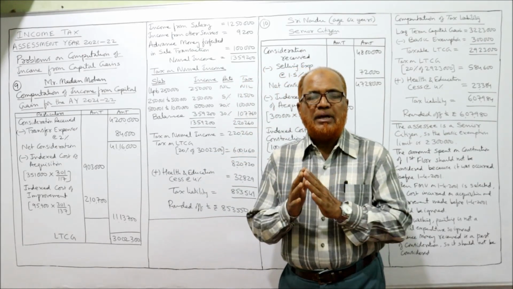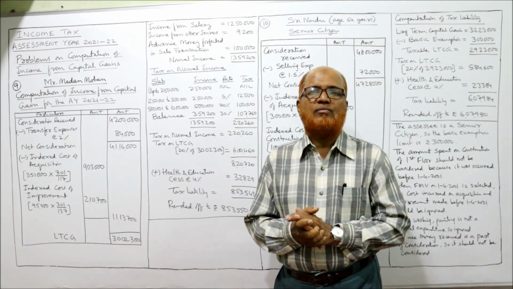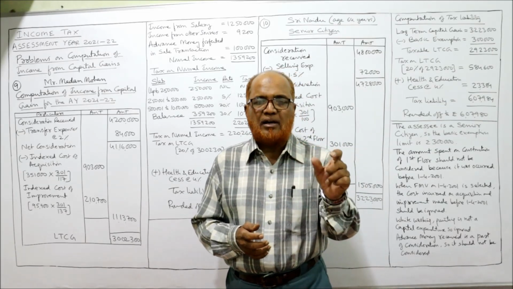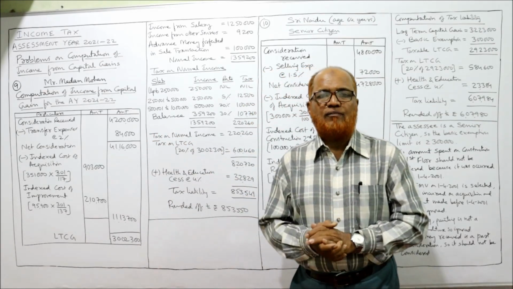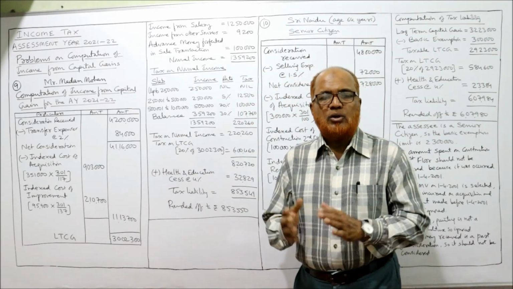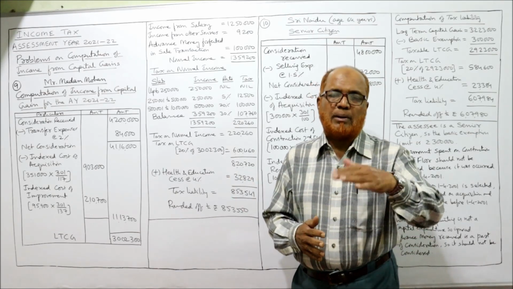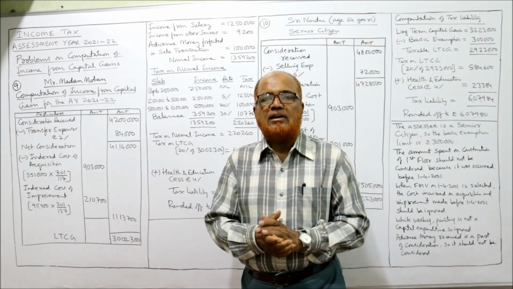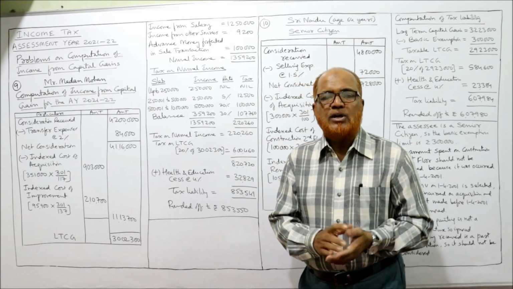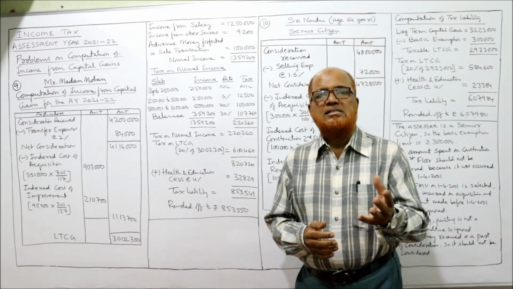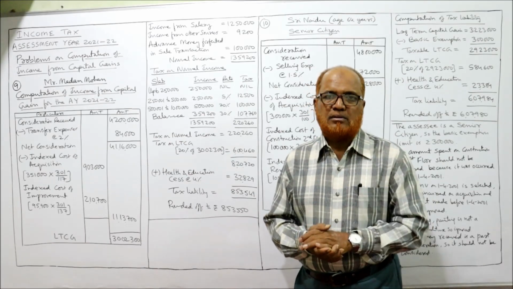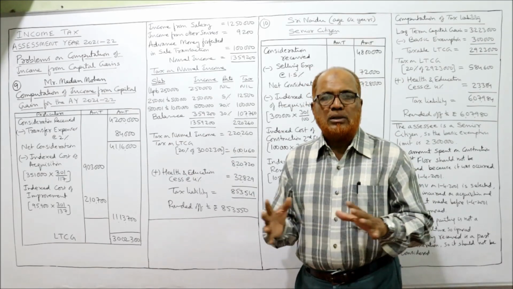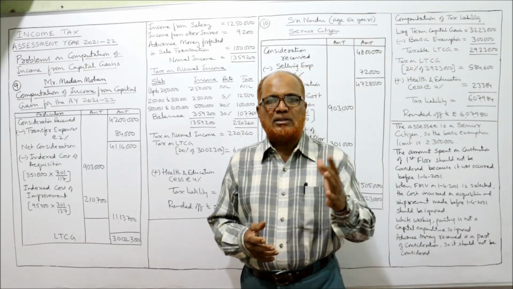First of all, be thorough on all the provisions of the Income Tax Act 1961 regarding the computation of income from capital gain. The 2 types of capital gain are long-term capital gain and short-term capital gain. Long-term capital gain is taxed at a flat rate of 20%. Short-term capital gain is taxed along with other incomes on a slab basis. All these things I have already explained in the theory videos.